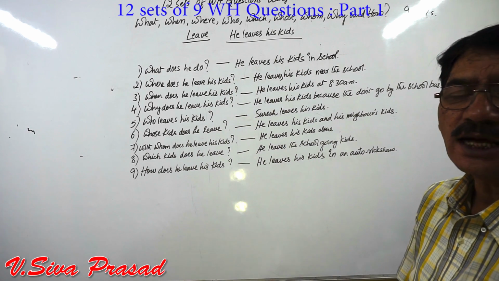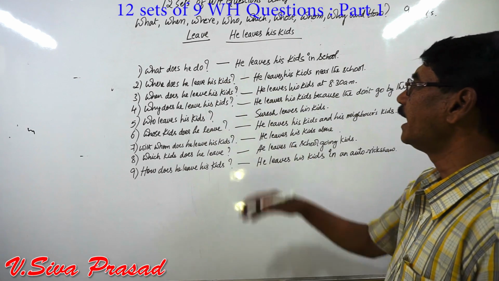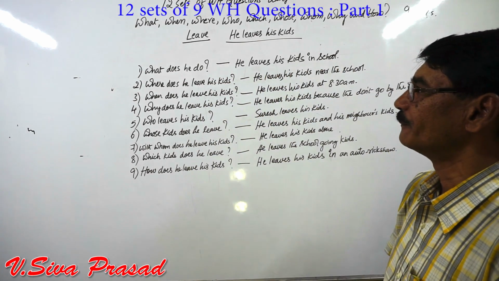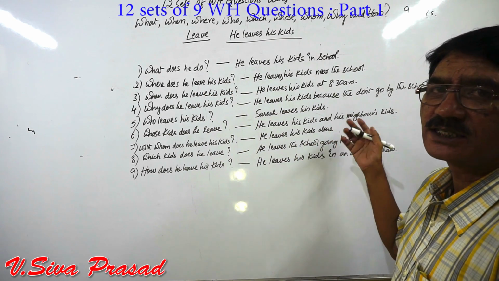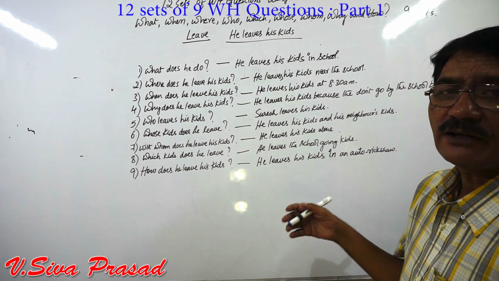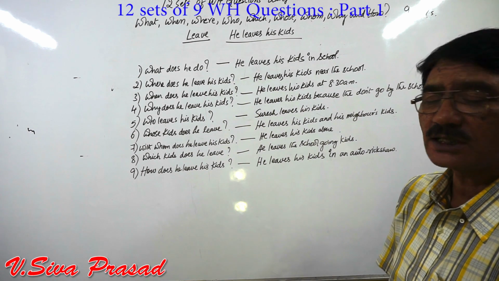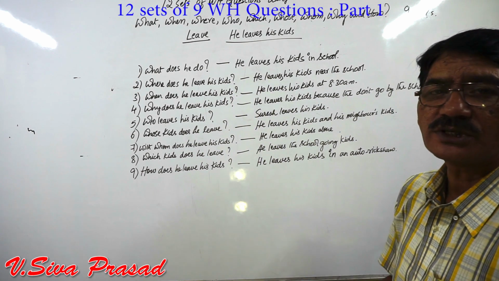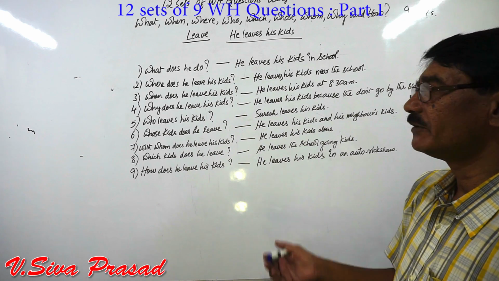Now let us go to the second set of questions. What did he do? He left his kids in school. Where did he leave his kids? He left his kids near the school. When did he leave his kids? He left his kids at 8:30 a.m. Why did he leave his kids? He left his kids because they didn't go by the school bus. Who left his kids?